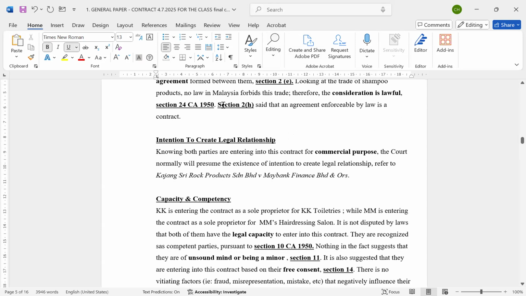And then, if this is a lawful contract, Section 2(h) further mentions that an agreement enforceable by law automatically forms a contract. Be very, very clear with the wording that you use.